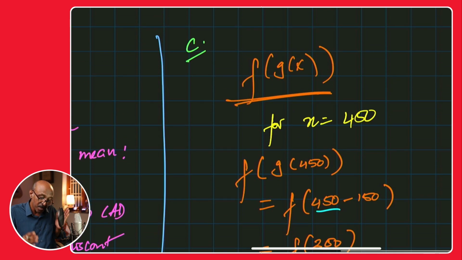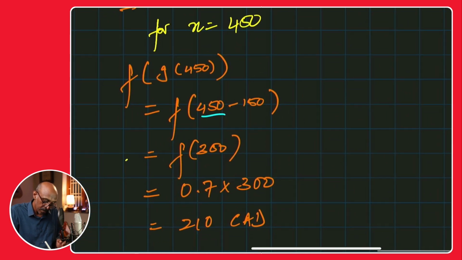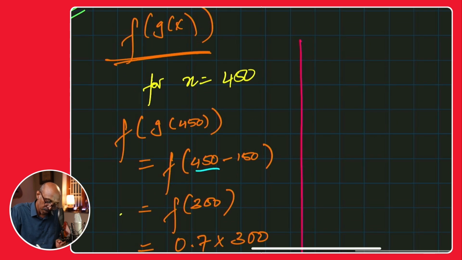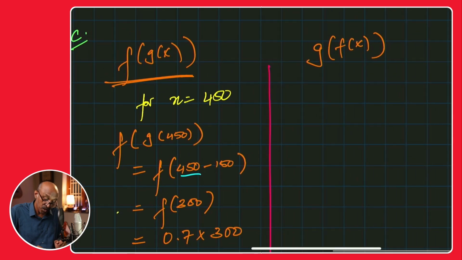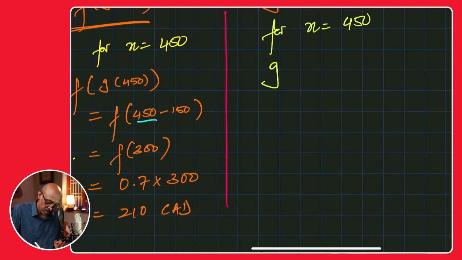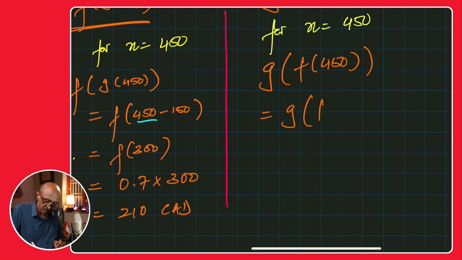This is if you apply f of g of x in that order. And now let's do the g of f of x. This is your justification. You're showing through working which one is better. For the same x, so we'll write down for x is equal to 450, g of f of 450 is simply 0.7 of 450, and we'll compute that in a bit using the same calculator.